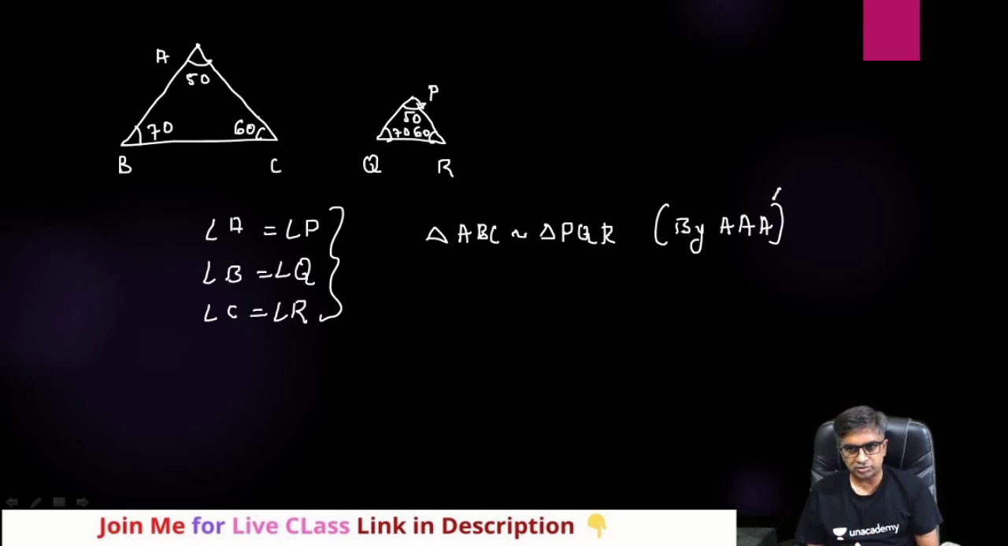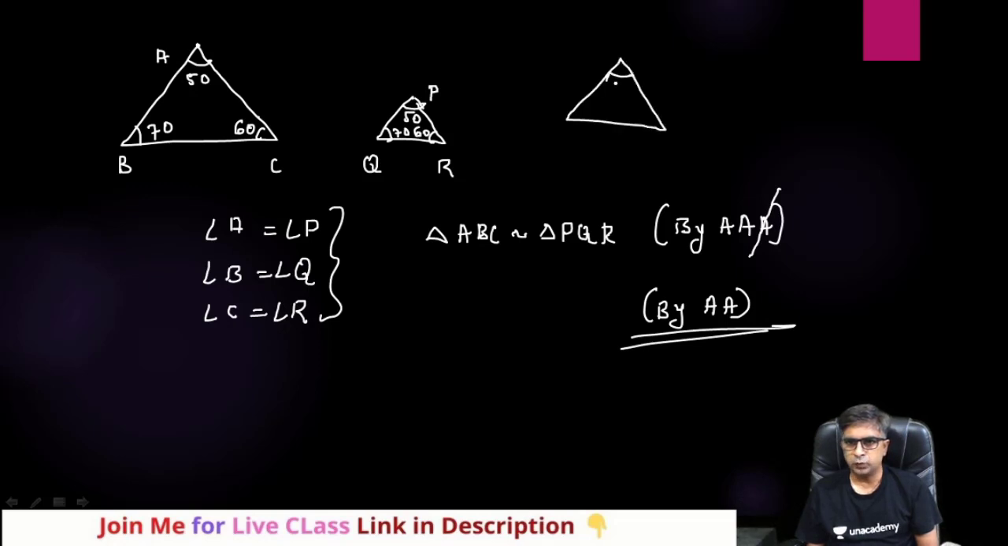But here also they have made one shortcut. Why? By just removing this A. By angle also you can say the triangles are similar. How? Let me tell you. Suppose you are having 2 triangles. One angle is 50, one is 70. Here also 1 is 50, 1 is 70. We can find out the third one.